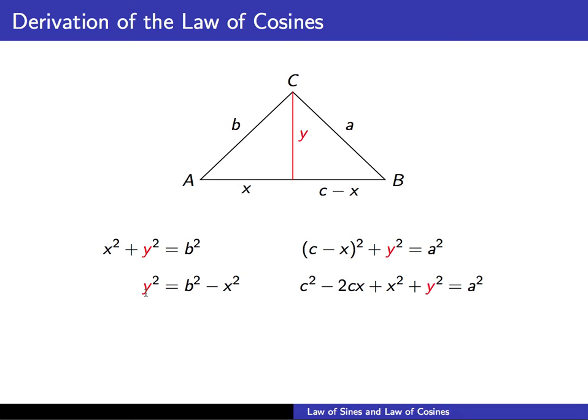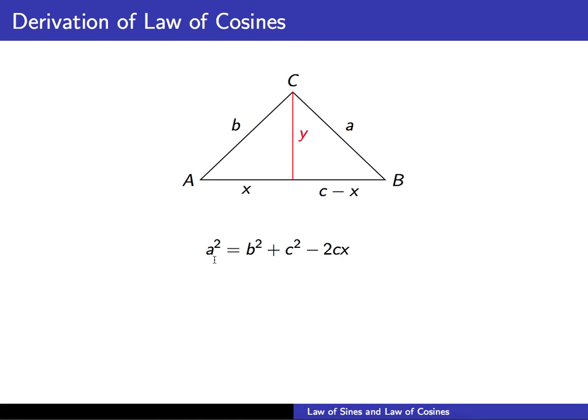Now, over here, we have this red y being squared is b squared minus x squared. That's the same y that we have over here that's also being squared. So we can substitute b squared minus x squared in for this y squared. And that's what we have down here. So c squared minus 2cx plus x squared, and then plus the b squared minus x squared that we substituted in for this y squared, and it equals a squared. And if we combine like terms, the x squared minus x squared cancels out. So we have b squared plus c squared minus 2cx equals a squared.